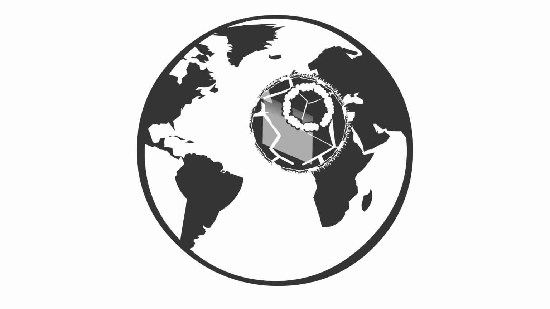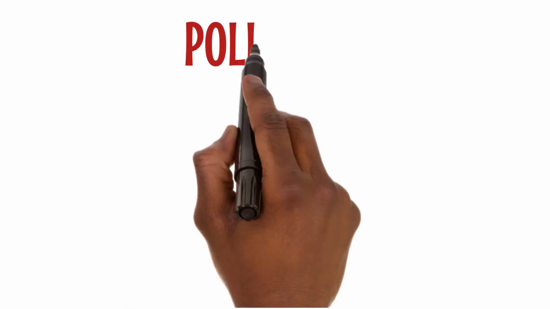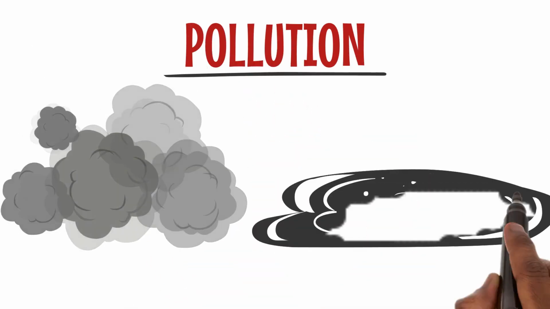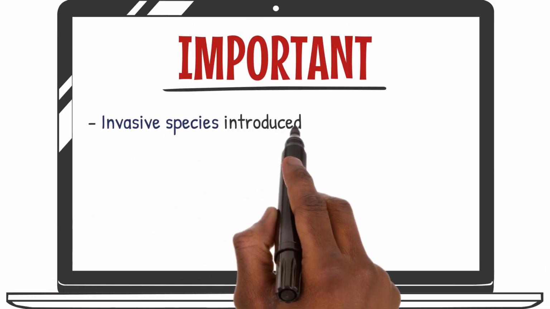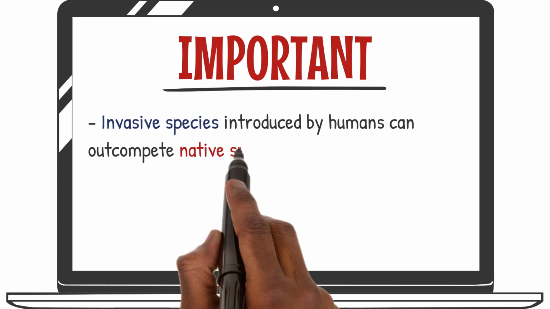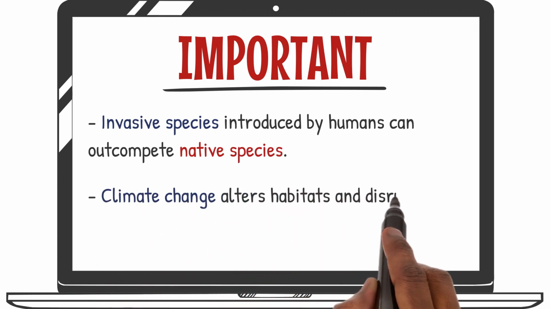One major threat is habitat destruction due to activities like deforestation and urbanization. Pollution, including air and water pollution, harms aquatic life and ecosystems. Invasive species introduced by humans can outcompete native species. Climate change alters habitats and disrupts ecosystems.